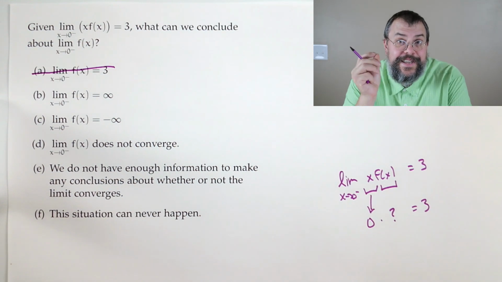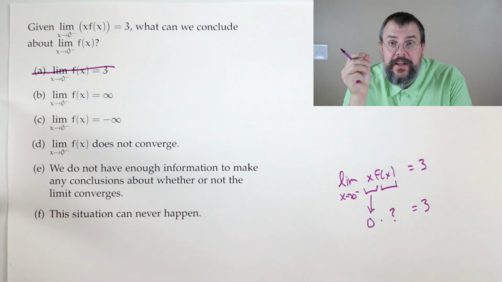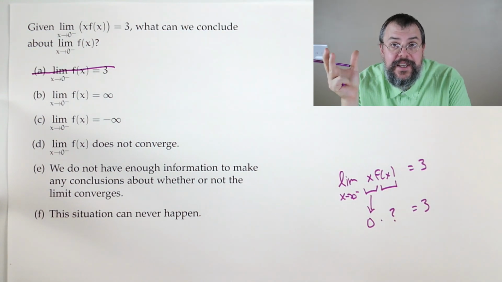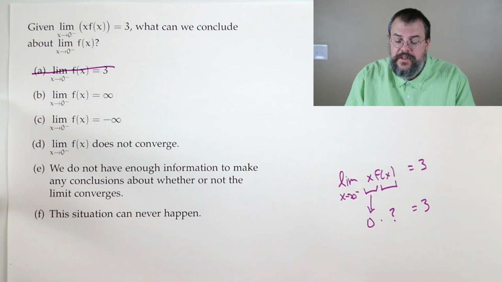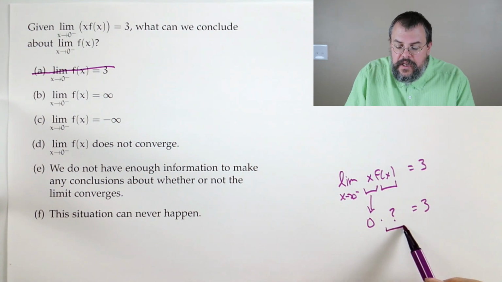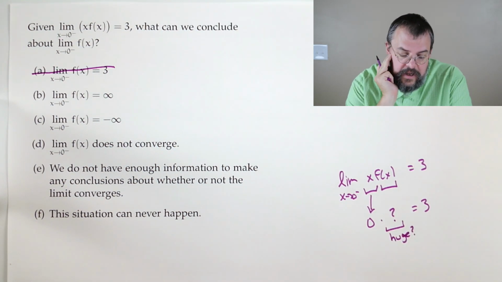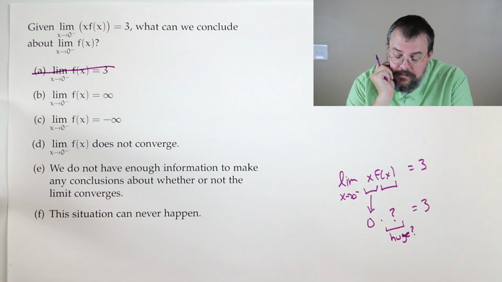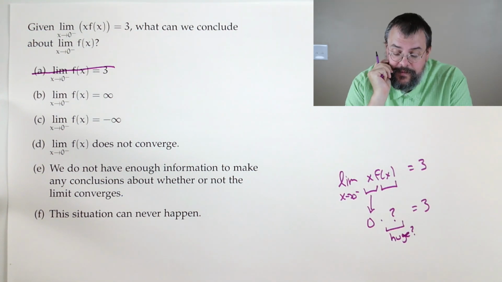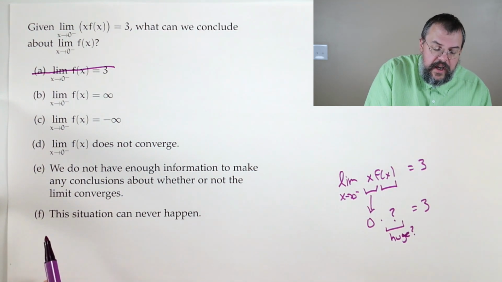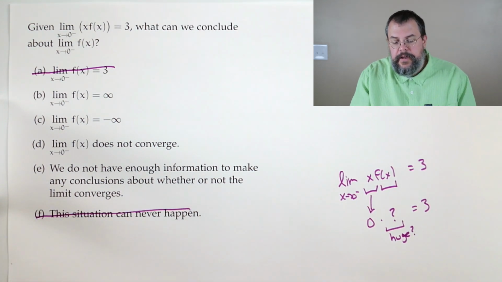We just saw in the last problem that we had a case where 0 times something big was a number. So maybe this is huge. Okay, that's a reasonable guess. Doesn't mean it's right, but it could be. But I think the situation can happen, so I'm going to rule this one out really quickly.